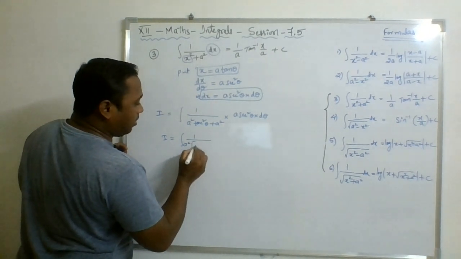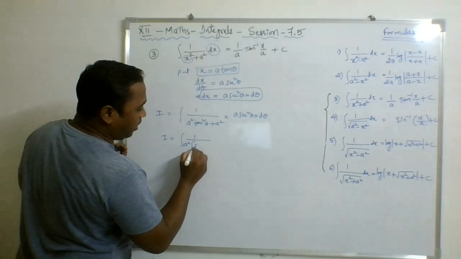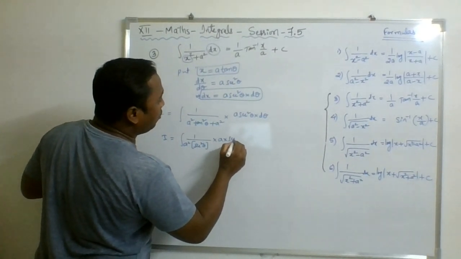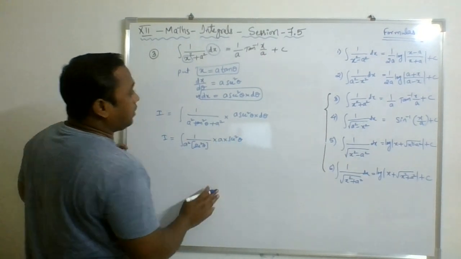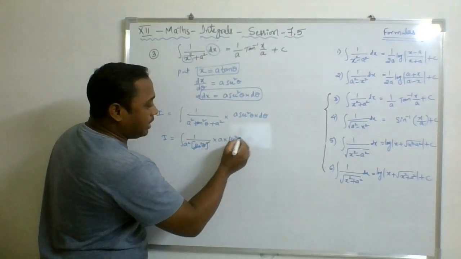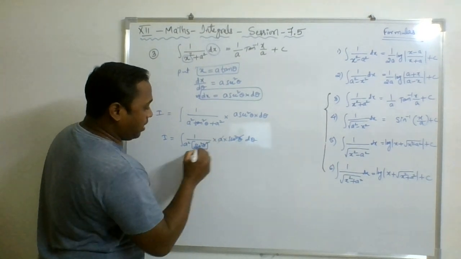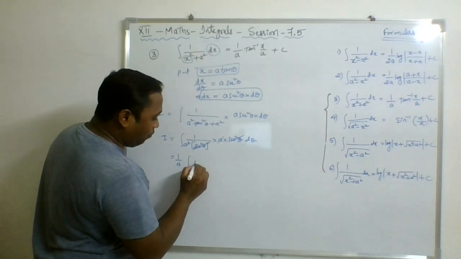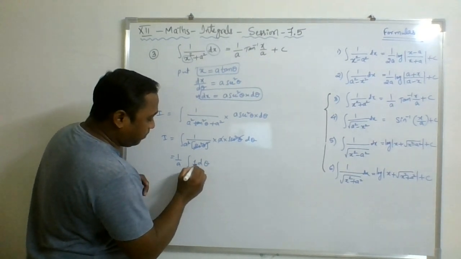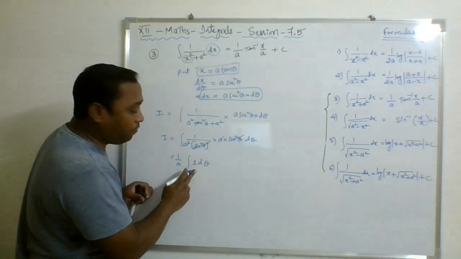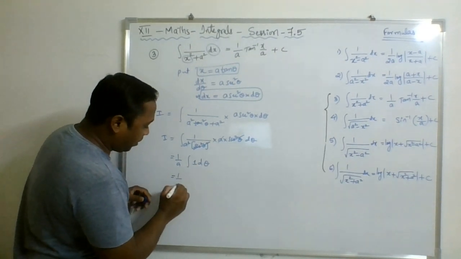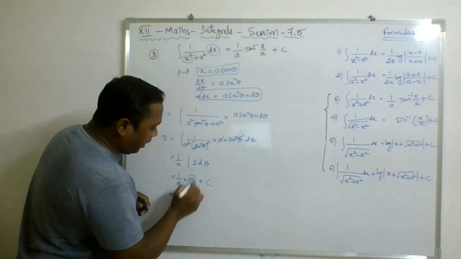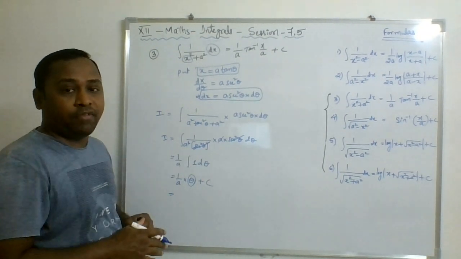So ultimately the remaining is tan square theta plus 1, which is reduced to sec square theta, into a into sec square theta, correct? So sec square theta gets cancelled, 1 a gets cancelled, you are left with 1 by a into 1 into d theta, and the integration of 1 with respect to theta is theta only. That's it. And again you need to change theta into the original variable.